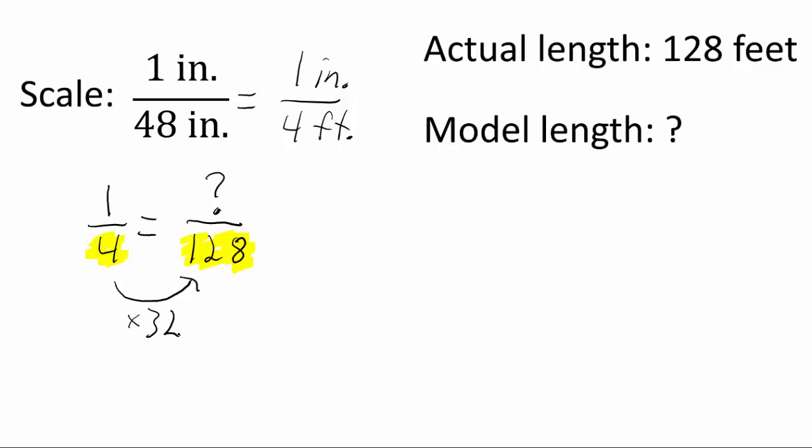Because 4 times 32 is 128, you multiply the numerator and the denominator of the fraction on the left by 32 to get the same denominator as in the fraction on the right. So the equivalent fraction is 32 over 128. The model is 32 inches long.